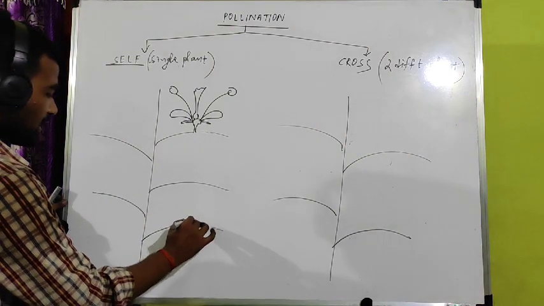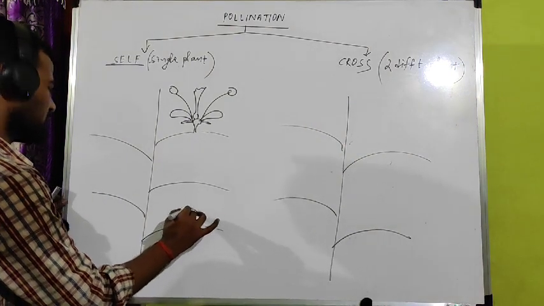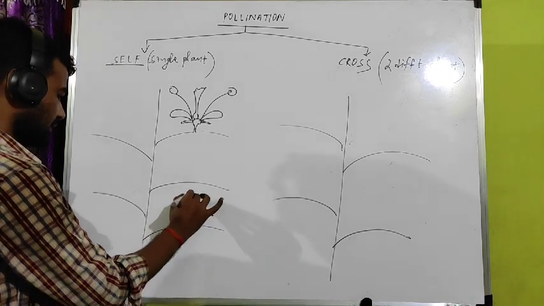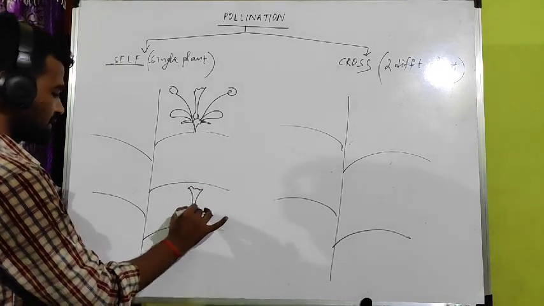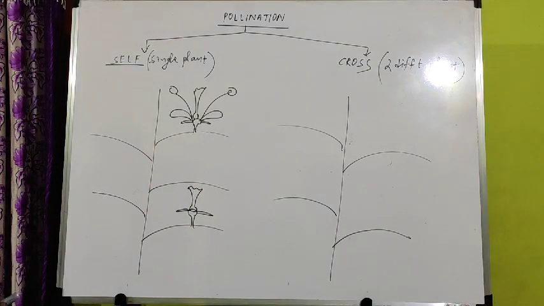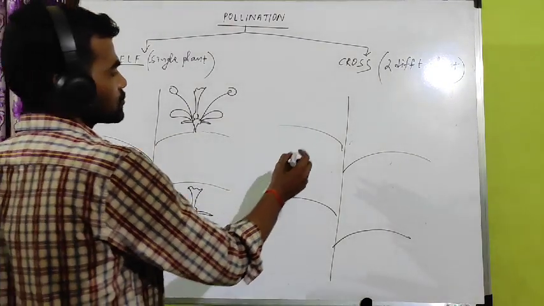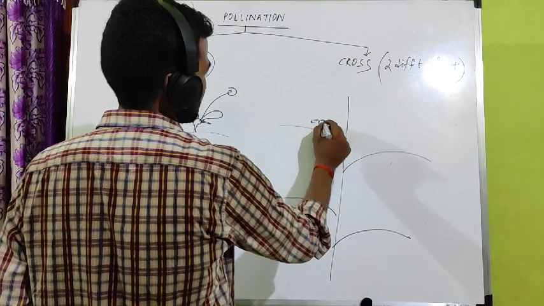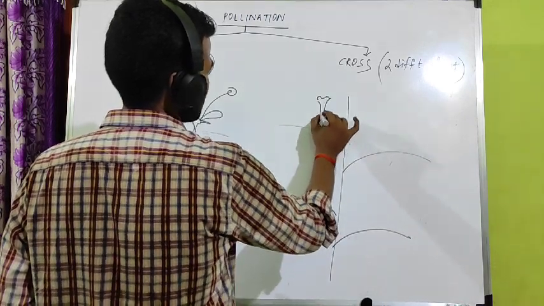Similarly, on the lower side, I am showing another flower, maybe bisexual or unisexual. I am showing unisexual here on the lower side. Let it be a female flower, pistillate. Pistil is present. Similarly, here I can show another flower. Let it be unisexual again, and this is the female flower.